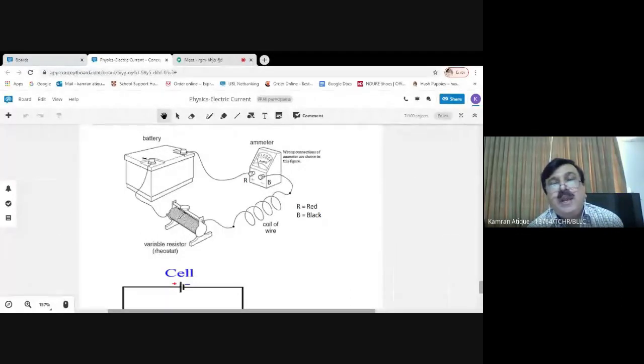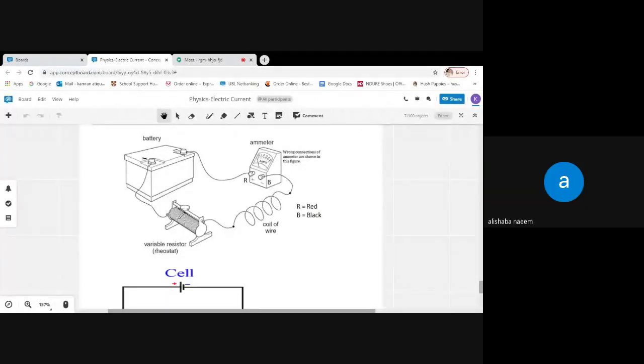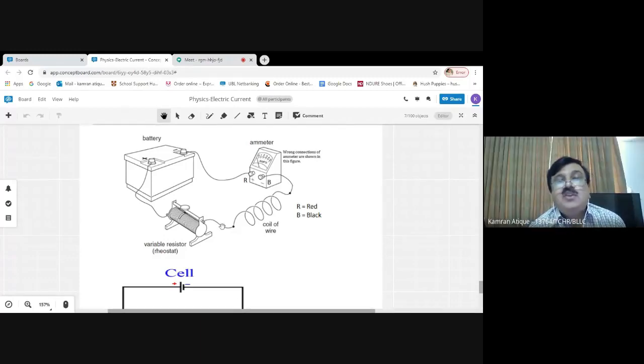Beta, is it okay? Yes, sir, can you repeat that point again? Yes, I'm saying that in this closed loop of electric circuit, a battery is present, an ammeter is present, and an electric lamp. Imagine an electric lamp is present here. Now, if we want to measure the value of electric current, that's why we have introduced an ammeter inside the circuit.